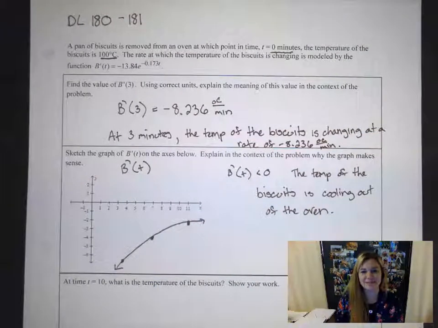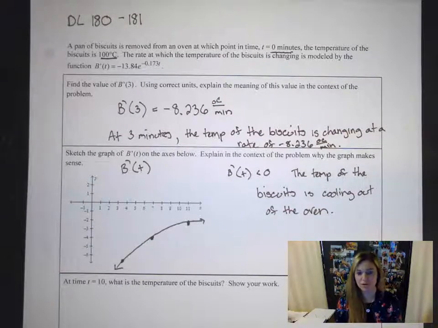Like, it doesn't make sense if the temperature was increasing. It wouldn't make sense because the biscuits are out of the oven. Also, what doesn't make sense is, let's say the temperature of the biscuits, you get them out of the oven and it starts dropping, and then more and more and more, until they're like frozen and then beyond frozen and something terrible.